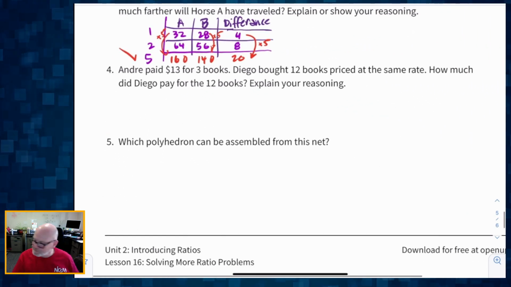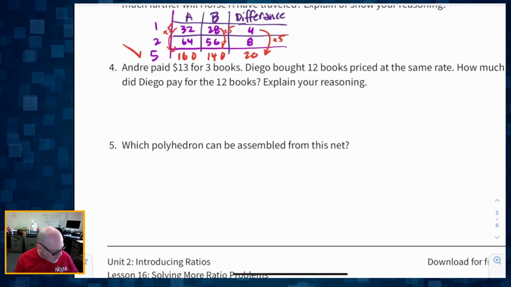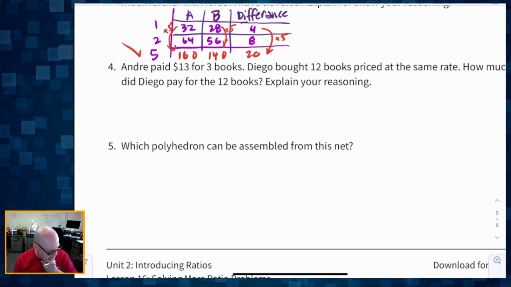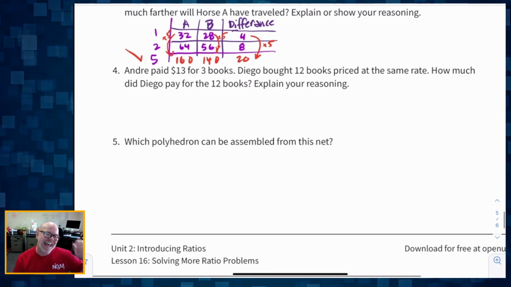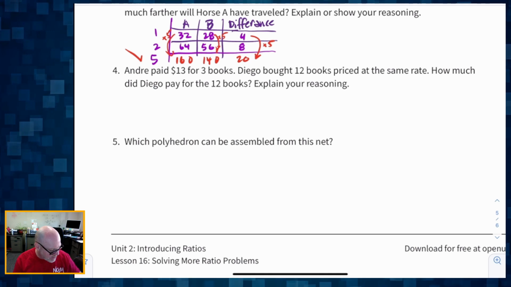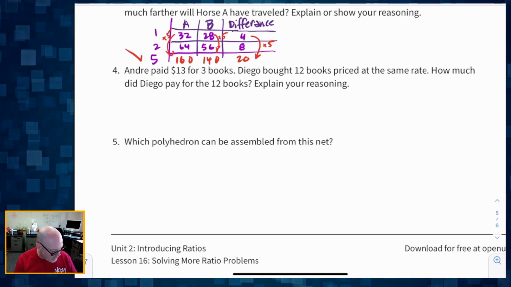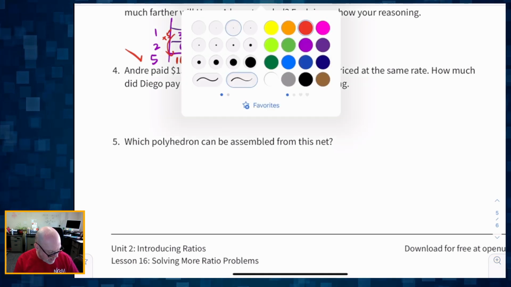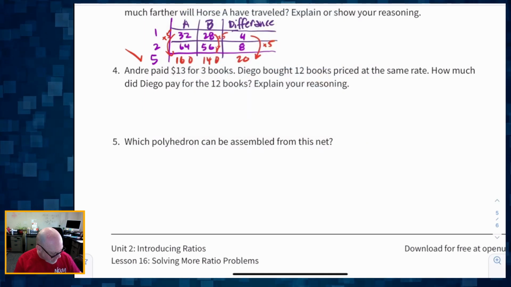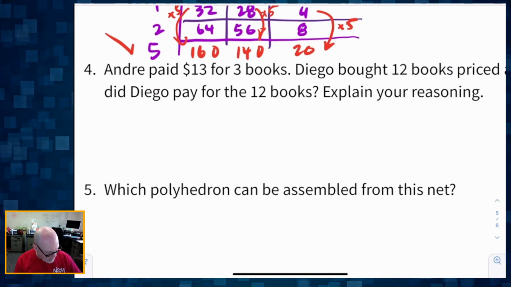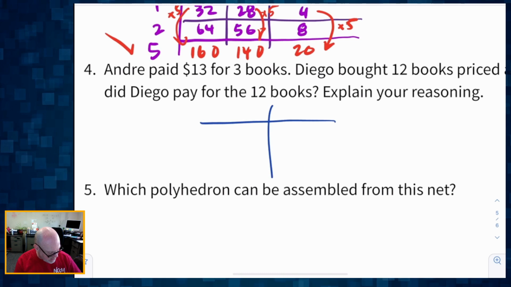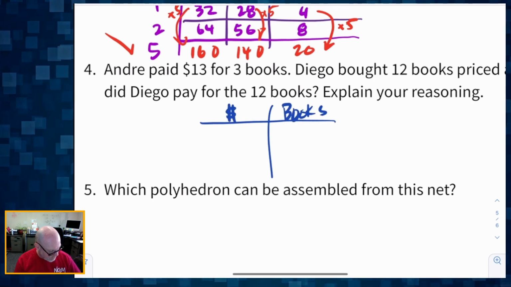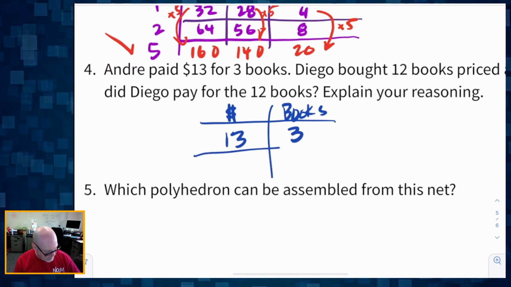All right, number 4. Andre paid $13 for 3 books. Diego bought 12 books priced at the exact same rate. How much did Diego pay for the 12 books? So we can make a nice little table here. Andre paid $13 for 3 books. So we've got dollars, we've got books, we've got 13 for 3.